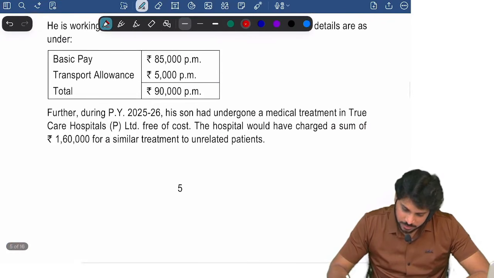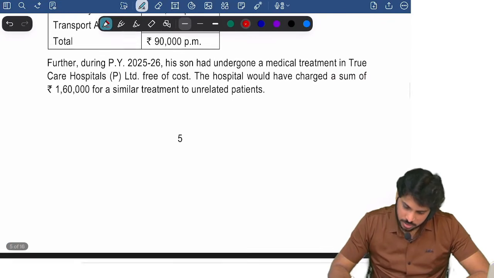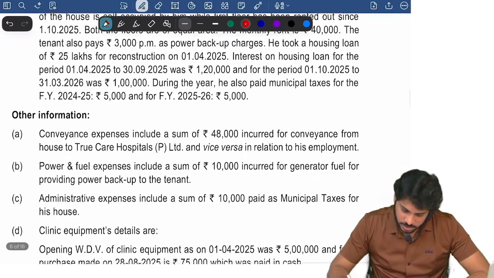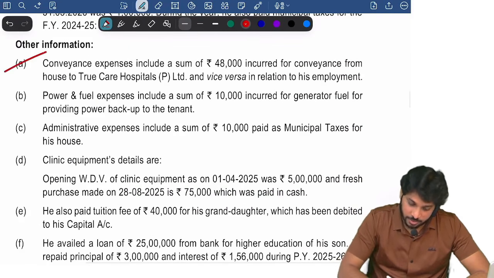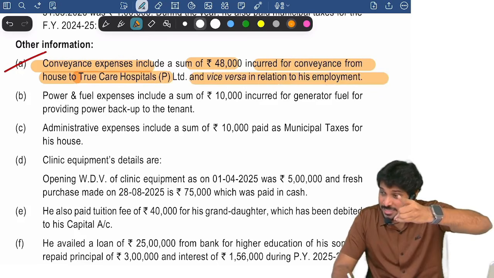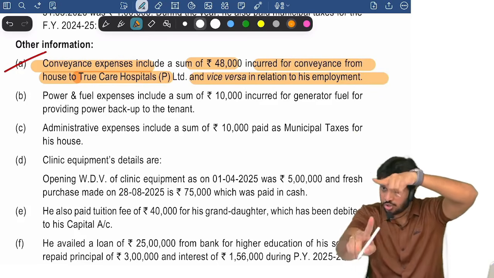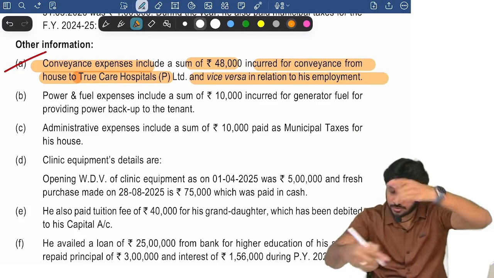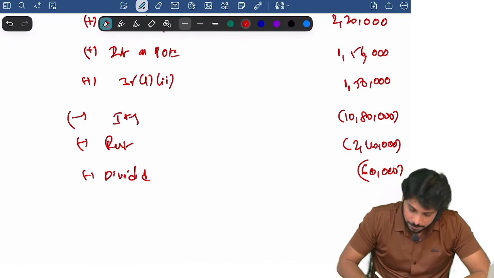He's a working partner with the hospital. Now he has undergone treatment. Okay, all that is fine. He owns a residential house. Other information. Yeah, look at the other information. Conveyance expense includes a sum of 48,000 incurred for conveyance from house to True Care. That's an expenditure incurred for the purpose of employment. You should not claim it as a business expense. That's not a business expenditure. Therefore, it is disallowed. Yes or no?